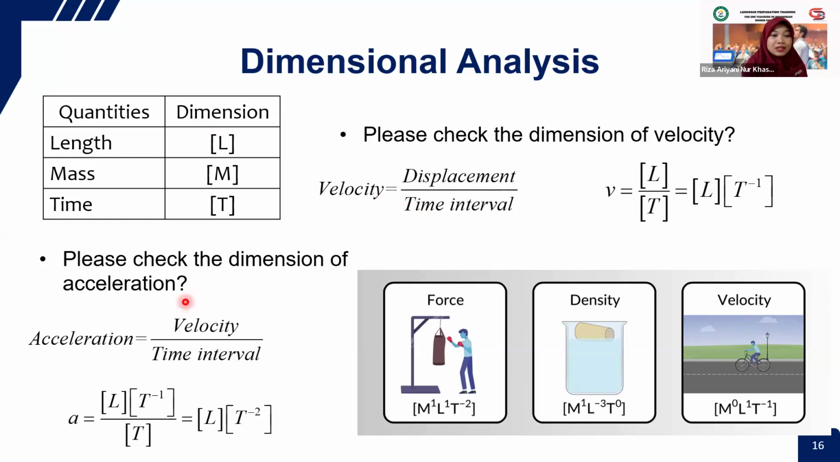Okay, how about for the acceleration? Yeah, remember the formula of the acceleration is velocity divided by time interval. So we already knew the velocity dimension and we got the dimension of the acceleration: L, T to the power of minus 2. Is it clear? Okay, now you can practice by yourself to check the dimension of the force and the density by using their formulas. Okay, any question today? Not yet?